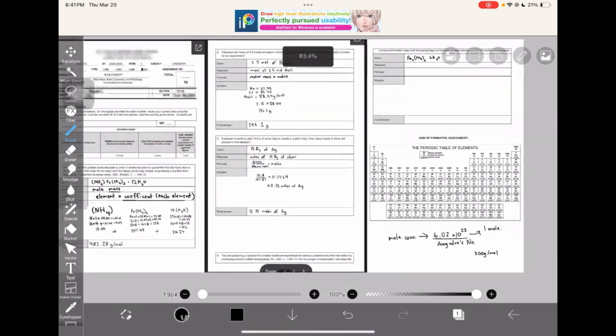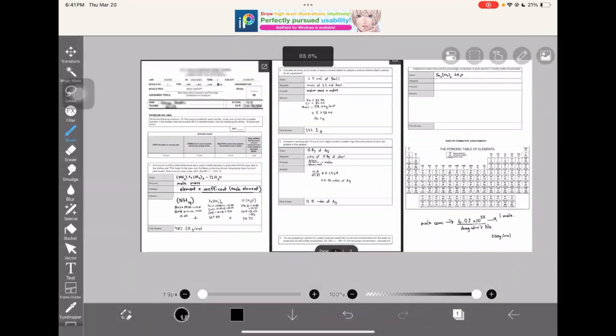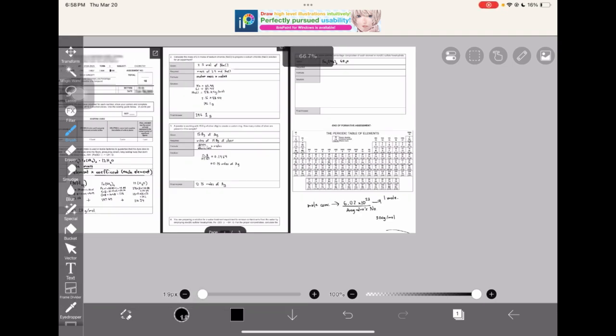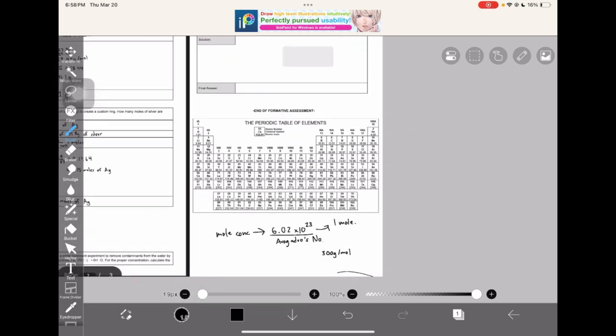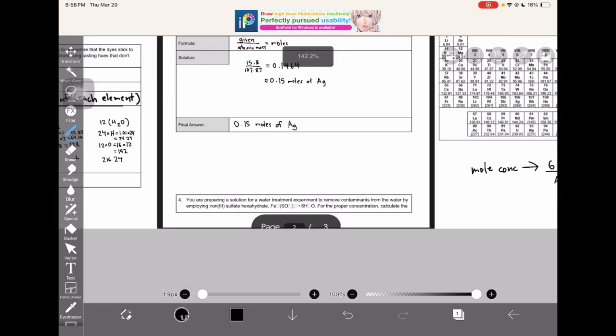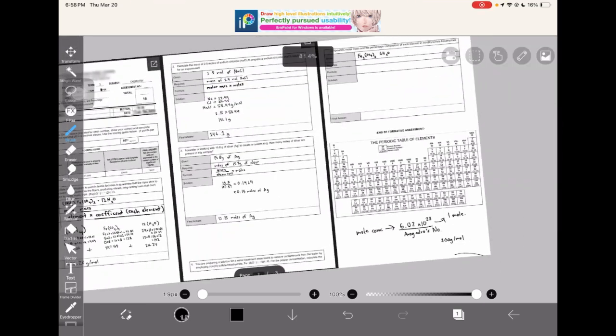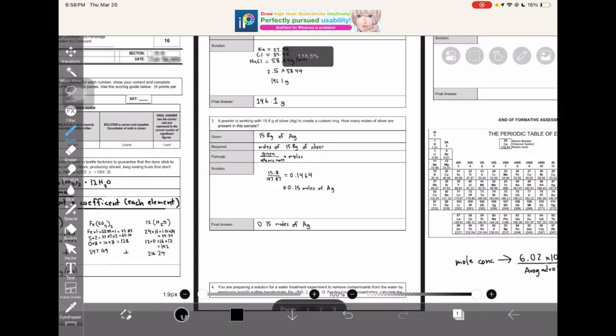Alright, I'll take a little break for this one. I'll eat dinner and then I'll be back to you with the percentage composition. Okay, so I'm back. Let's finally finish this fourth problem over here. Once again, alright, let's read the problem.